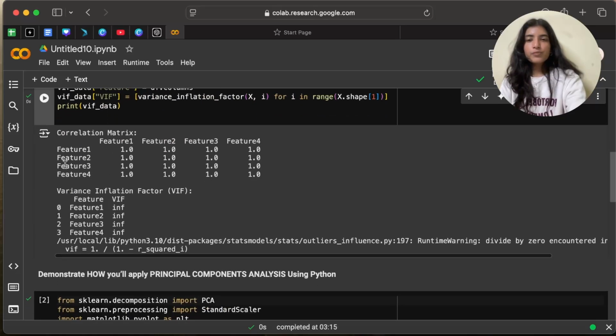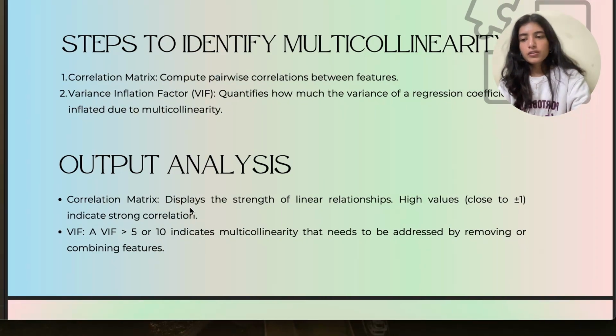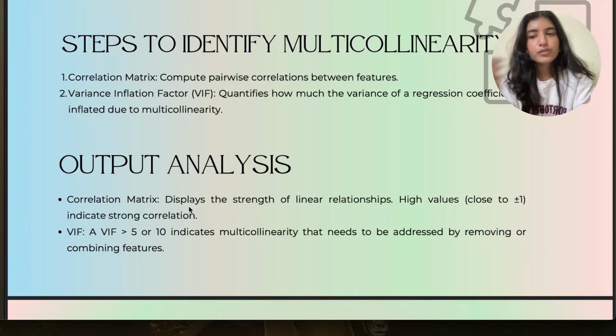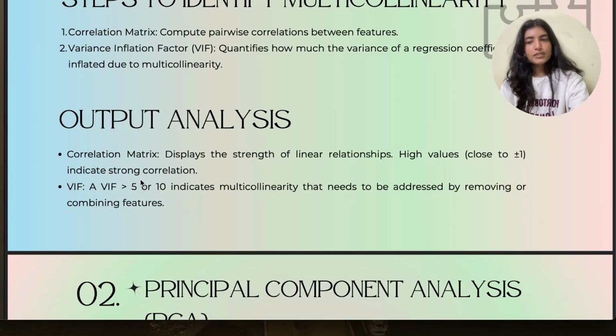Here's the output with the correlation matrix with feature 1, feature 2, feature 3 and feature 4, and here we have the variance inflation factors of all four features. Here is the correlation matrix from our dataset. Notice how these two features have high correlation. To summarize, using a correlation matrix helps us spot which features are highly correlated, while VIF quantifies their impact. By addressing multicollinearity, we make our models more stable and interpretable.